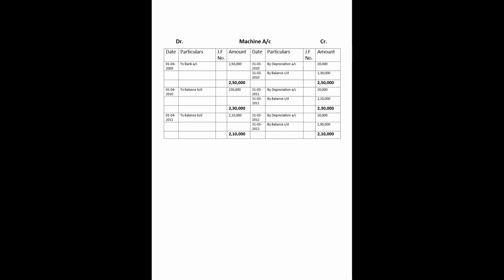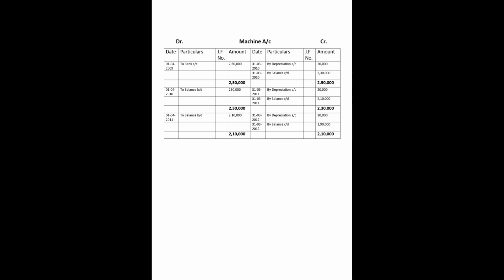Now we need to show the machinery account for 3 years. Now let us see that. First we need to put the format, that is a table. A ledger will be prepared for this account, the machine account. So debit and credit should be there. Name of the account should be machine account.